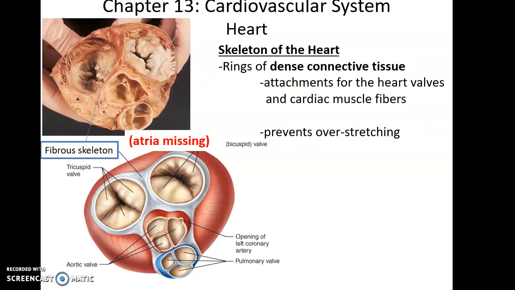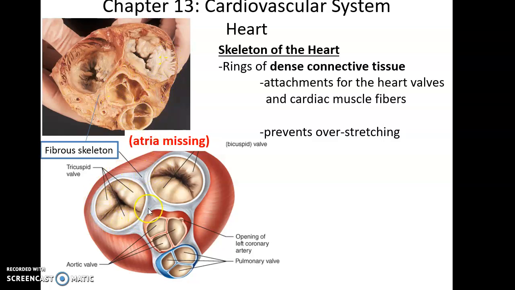All right, the heart also has a sort of skeleton. So what we're seeing here and here is if you're looking down at the heart, and the atria have been removed. So the atria that are on top, that are superior, have been removed. So we're looking at the top of the ventricles. And we can actually see the four valves of the heart, the tricuspid, bicuspid, aortic and pulmonary, and what you see is there is a lot of dense connective tissue surrounding the valves.